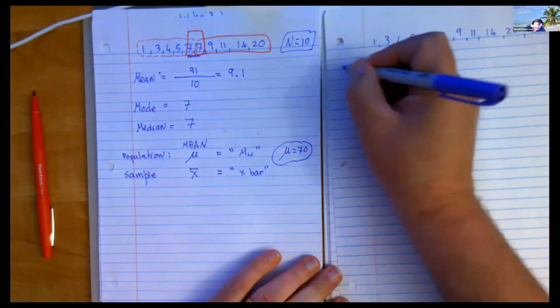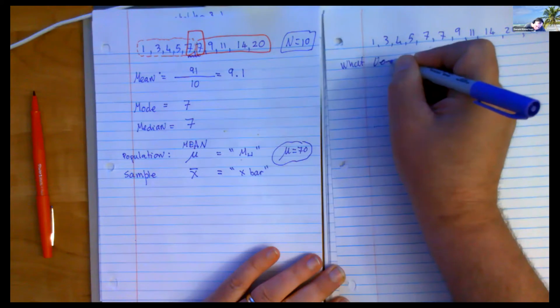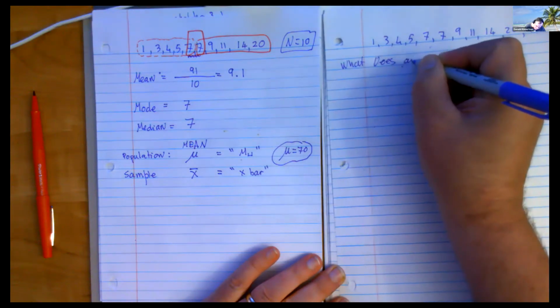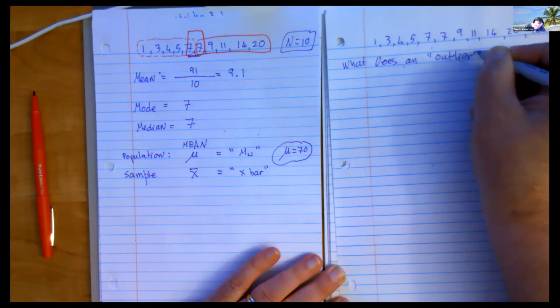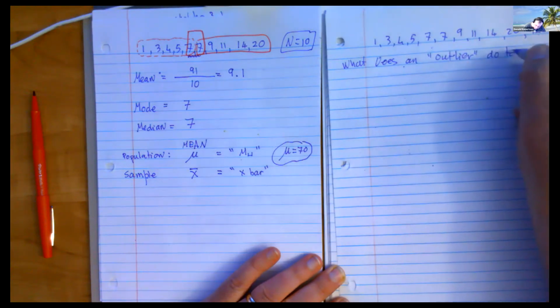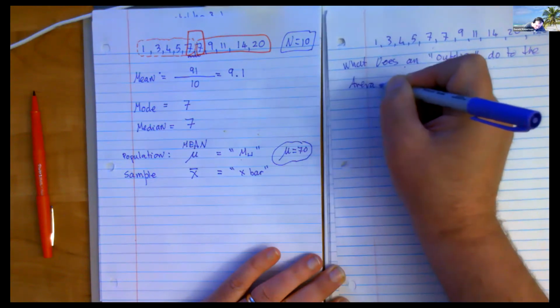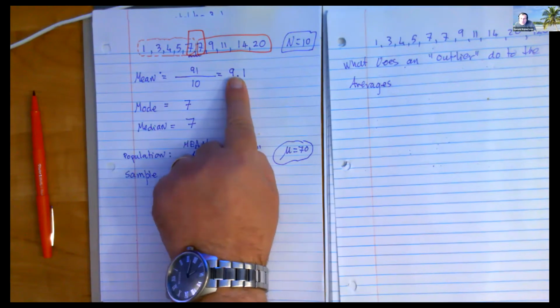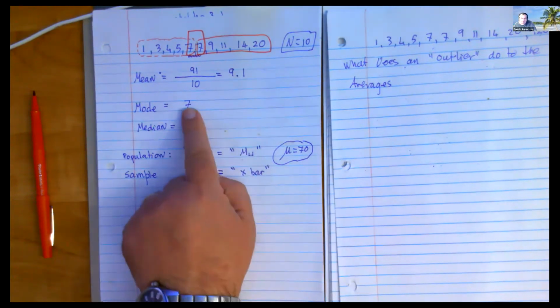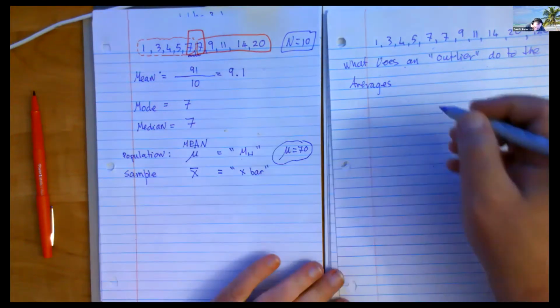Let's find out what an outlier does to the averages. So this is the mean before the outlier came, this is the mode before the outlier came, and this is the median before the outlier came. Let's see what happens now.